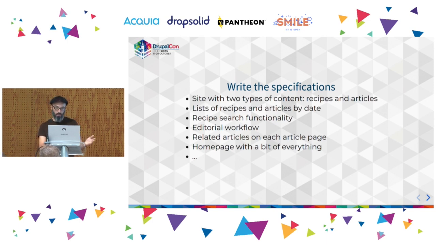Okay, in this case, as you may have supposed, this is the Umami site, a recipe site with different recipes. So we will have recipes and articles. We have lists of recipes and articles by date. We will have search functionality, editorial workflow, related articles on each article page, homepage with a bit of everything. So these specifications obviously are better than the previous one, but it's not totally clear. So what we have to do is start writing acceptance tests.